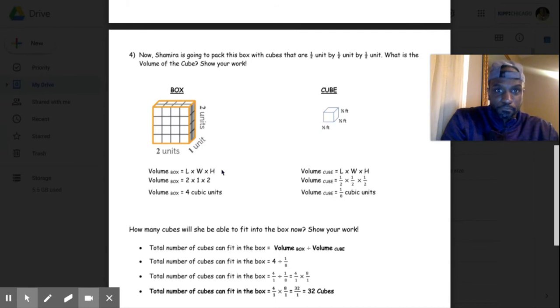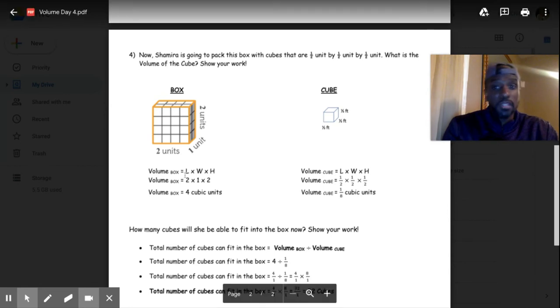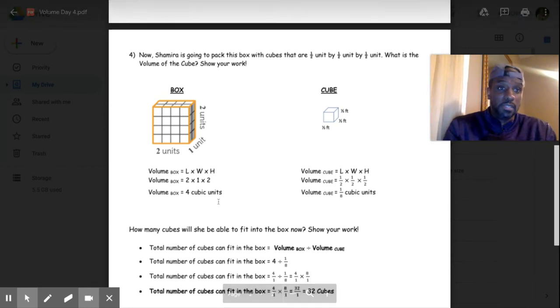But here we go. So the volume of the cube. The cube is 1/2 by 1/2 by 1/2. So 1/2 times 1/2 is 1/4, and 1/4 times 1/2 is 1/8. So the volume of the cube is 1/8 cubic units. The volume of the box is 4 cubic units.